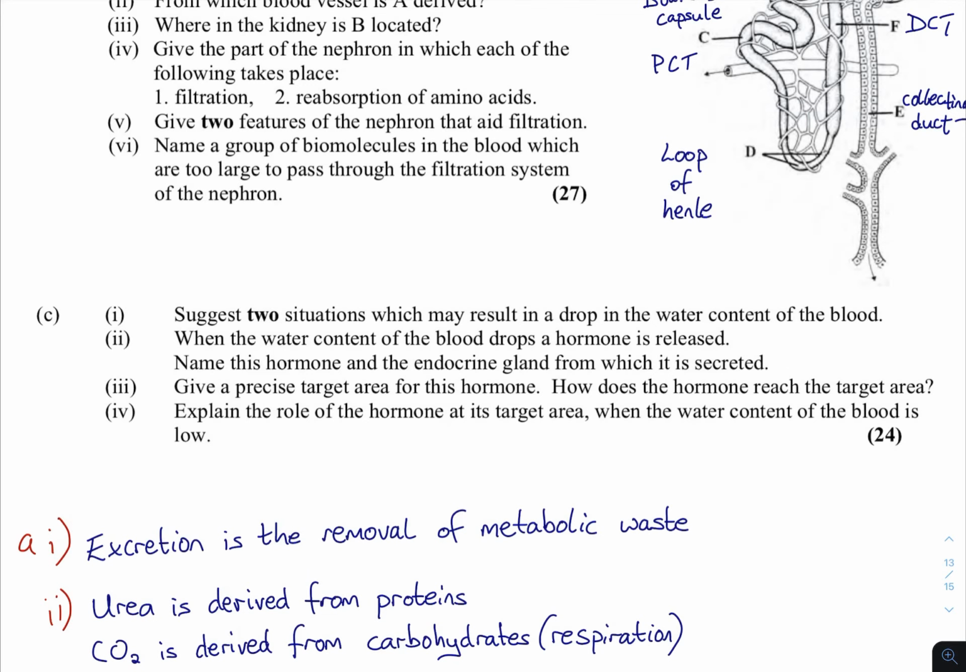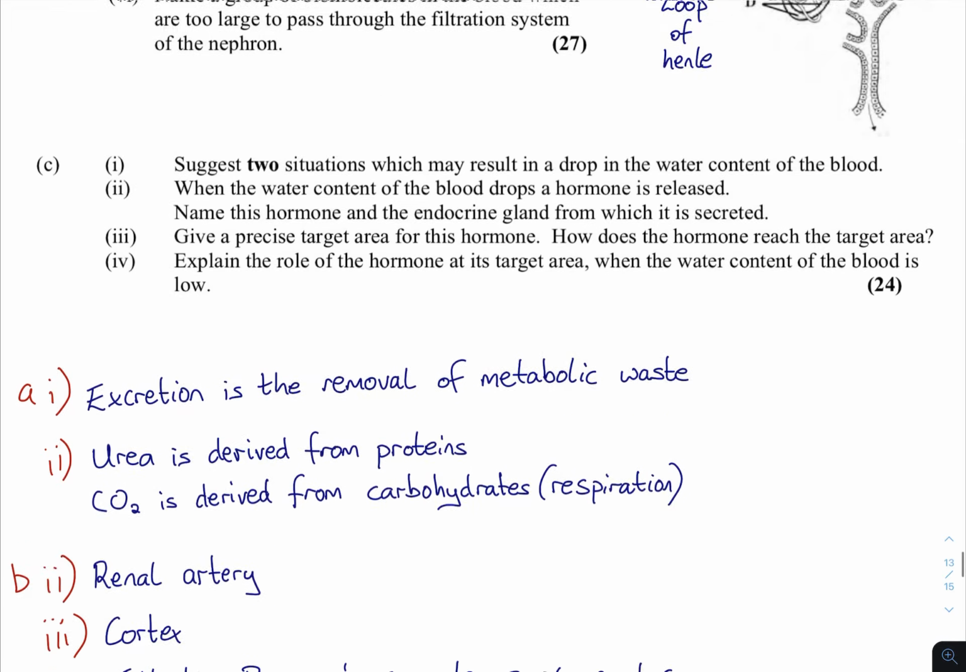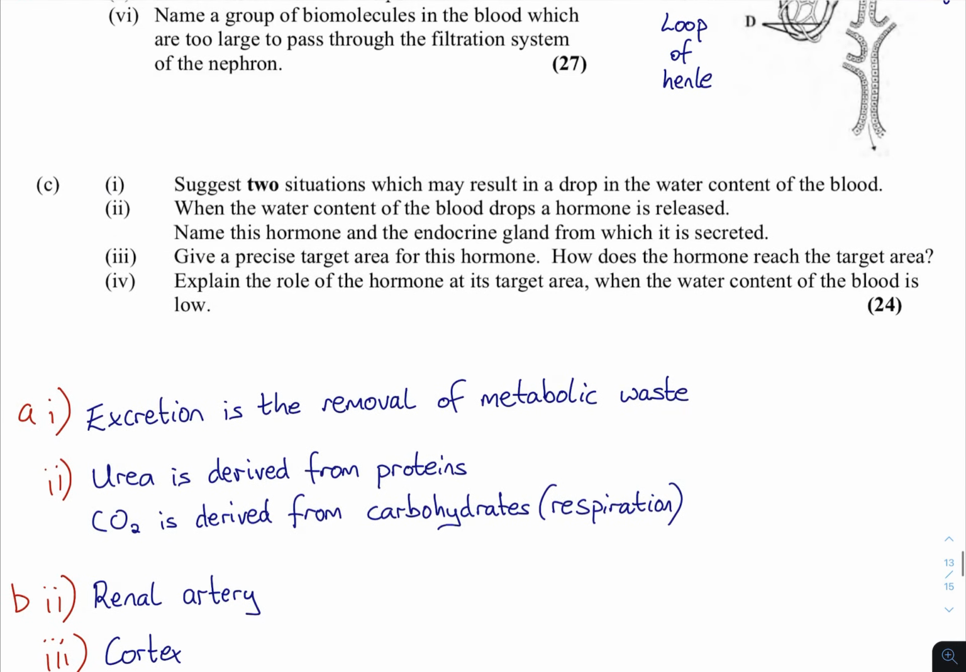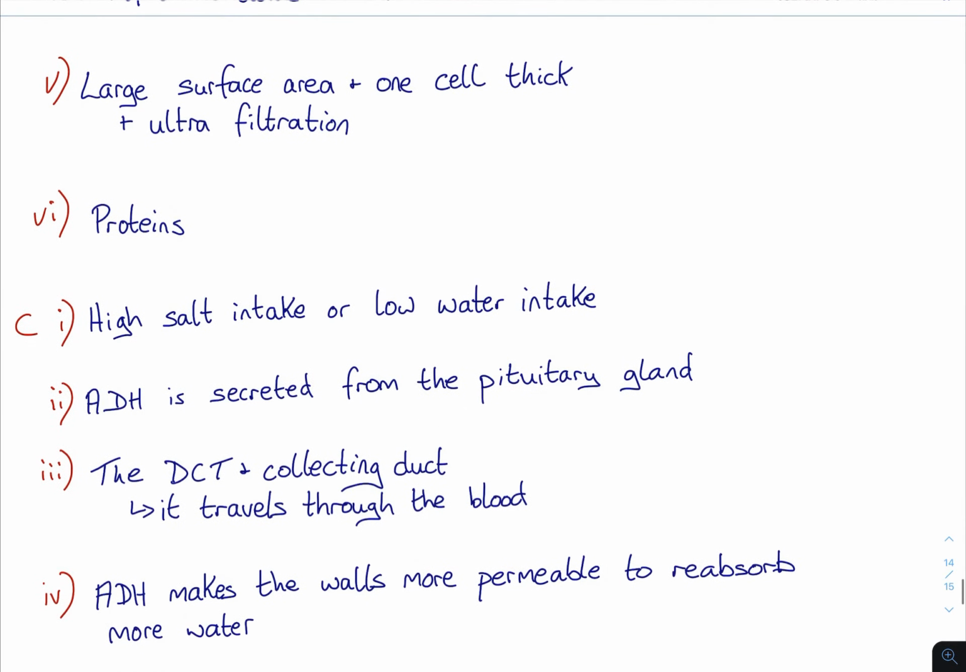Okay, C, and this has got to do with ADH. Suggest two situations which may result in a drop in water content in the blood. Well, you'll become dehydrated, so that means there's a low water intake. Or you might be having a lot of high salty foods. We said that before. When the water content of blood drops, a hormone is released. Name this hormone, ADH, and name the endocrine gland from which it is secreted. So in this case, it is secreted from the pituitary gland. The pituitary gland, which I have here, guys.